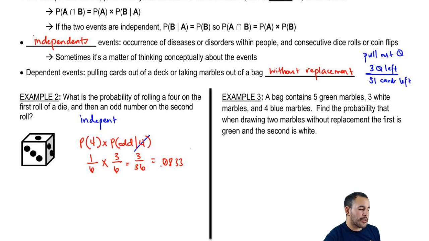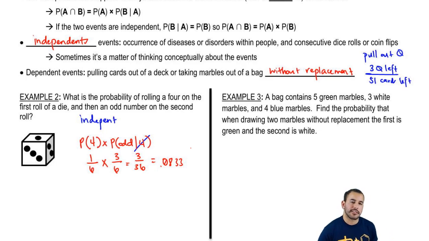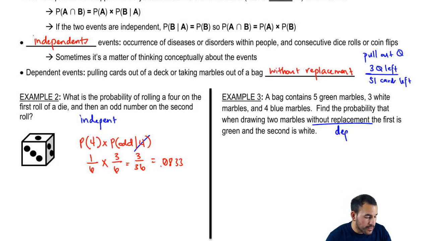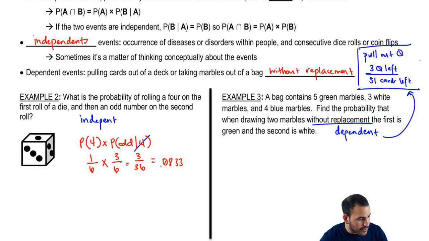So a bag contains 5 green marbles, 3 white, and 4 blue marbles. Find the probability that when drawing 2 marbles without replacement, the first is green and the second is white. Key words, without replacement. What does that tell me? Dependent events, right? So kind of referring back to this section here. Let me go ahead and highlight this, because this is a perfect example of how, if you're pulling out without replacement, things get basically bonkers.